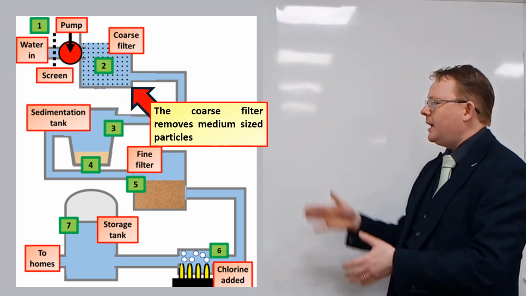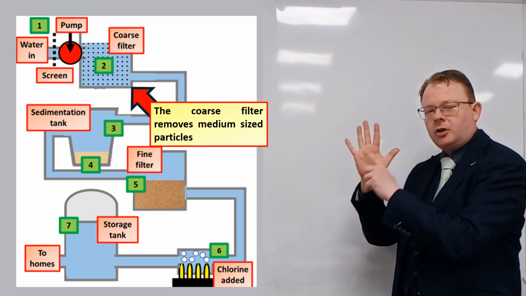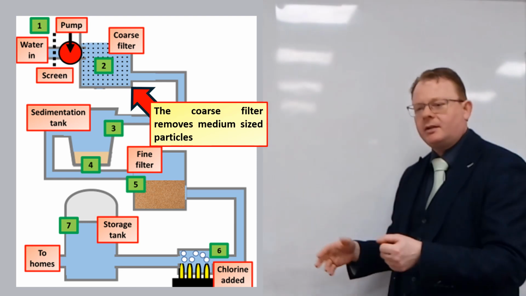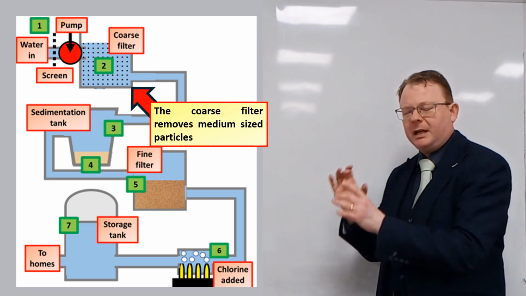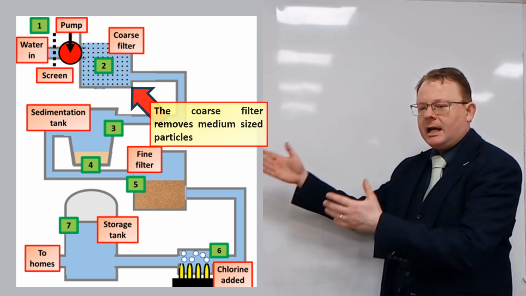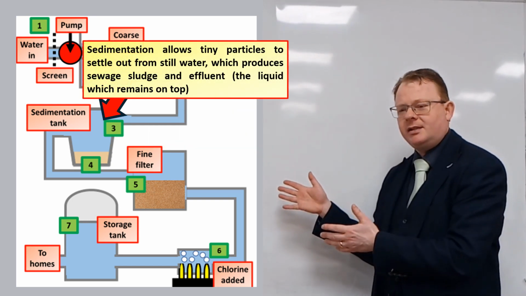The second thing we do is it comes through a coarse grid, so a coarse filter, that extracts lots of the other big floating parts. After that, it then goes to a sedimentation tank.